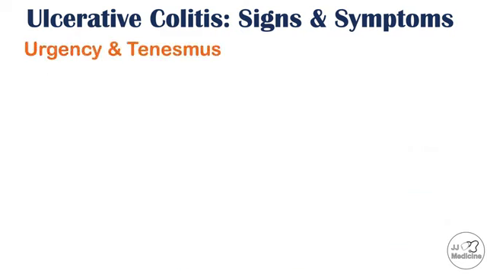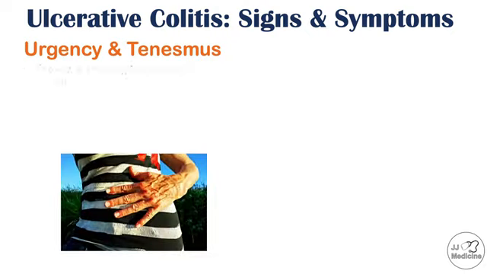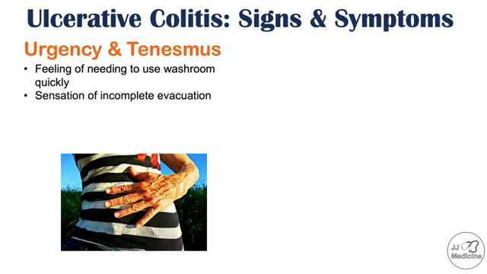Now this leads into our next sign and symptom, which is urgency and tenesmus. So urgency is the feeling of needing to use the washroom very quickly. This goes along with the high frequency of bloody diarrhea that can occur in ulcerative colitis. And then tenesmus is a sensation of incomplete evacuation. Because of inflammation in the rectum, it can feel like the rectum has not been completely cleared. So it does feel like there's an incomplete evacuation after a bowel movement. And again, this is due to rectal disease.